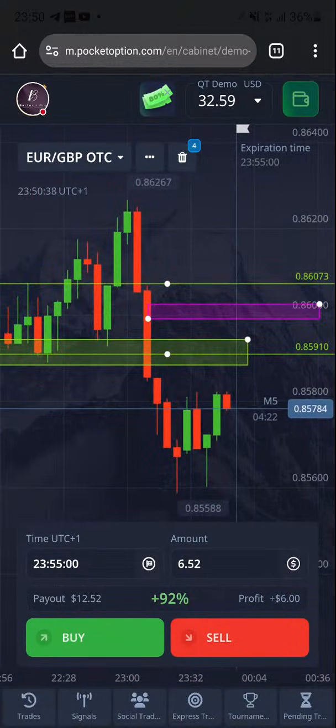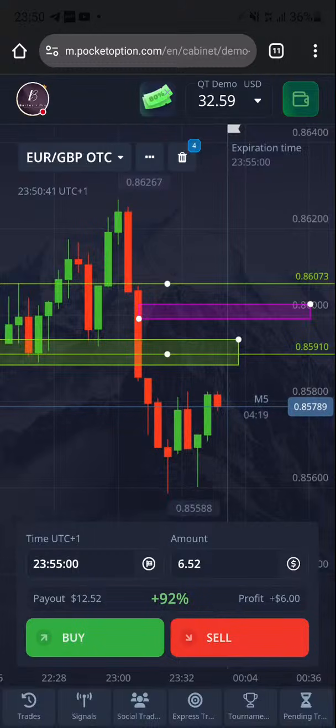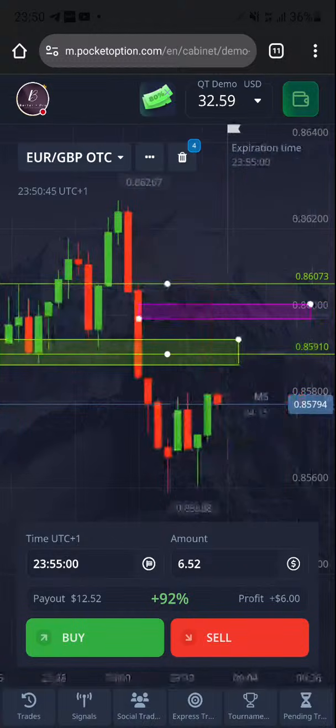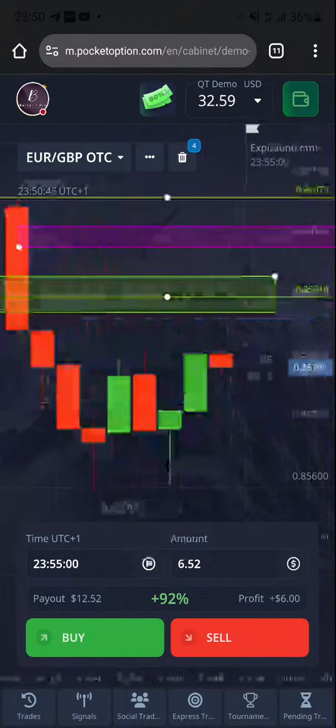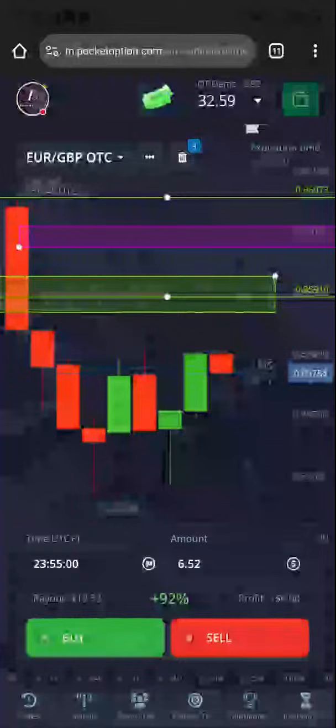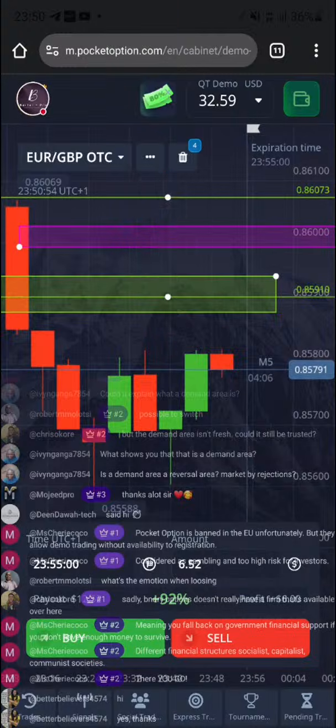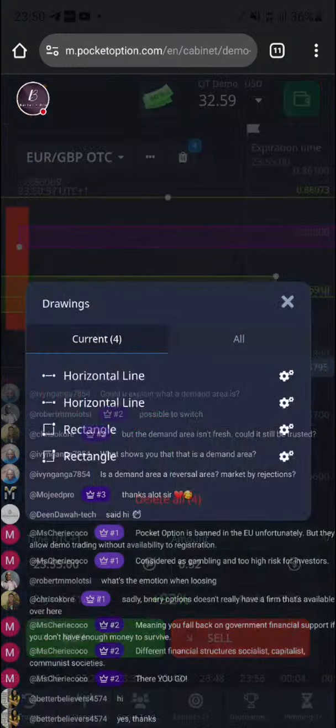We have an entry here. I would have gone with the sellers here, but I really don't trust this. I really don't trust this, so I didn't.